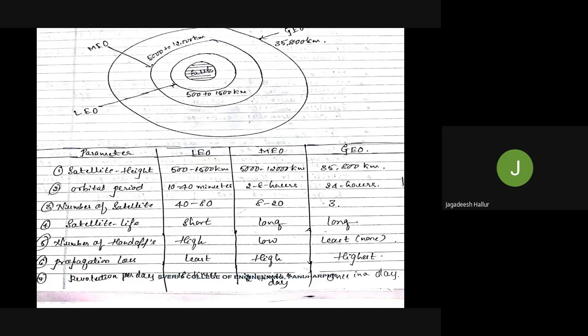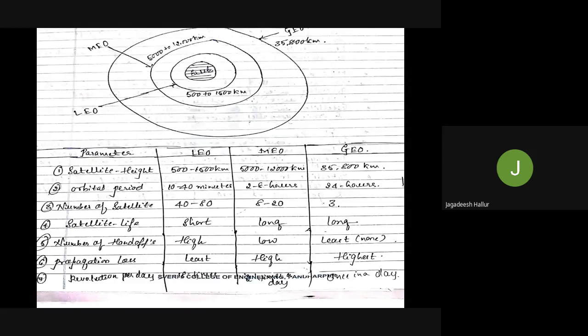You have to mention the height of the satellite, that is the altitude of the satellite: 500 to 1500 kilometers, 5000 to 12,000 kilometers, and geostationary is 35,800 kilometers. The most important points in this: height is very important, how many satellites we are going to launch is also important, the life of the satellite is very important, and revolution per day, how many times it revolves around the Earth, is also very important.